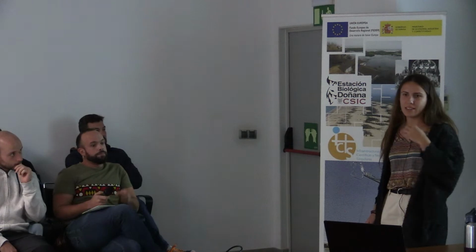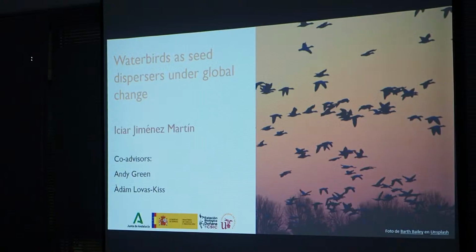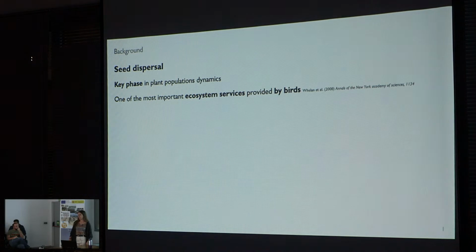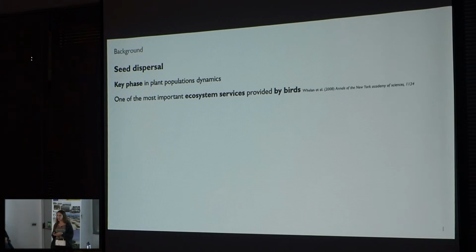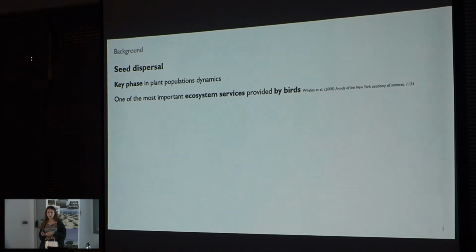I'm going to present my thesis plan on seed dispersal by waterbirds under global change. As you know, seed dispersal is a key phase in plant population dynamics, since it allows plants to colonize new suitable areas for them. Birds are really good at seed dispersal. It is one of the most important ecosystem services that they provide.